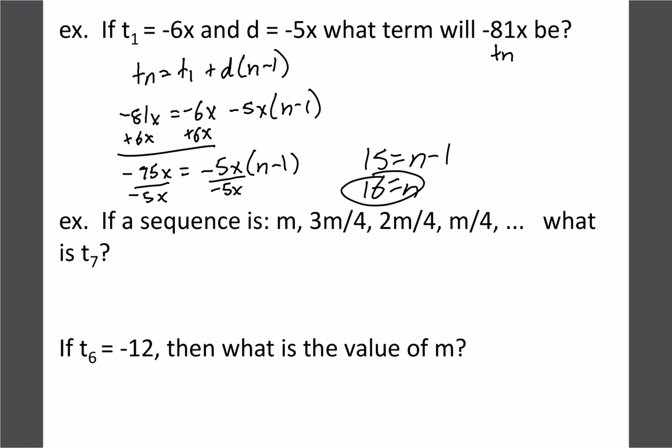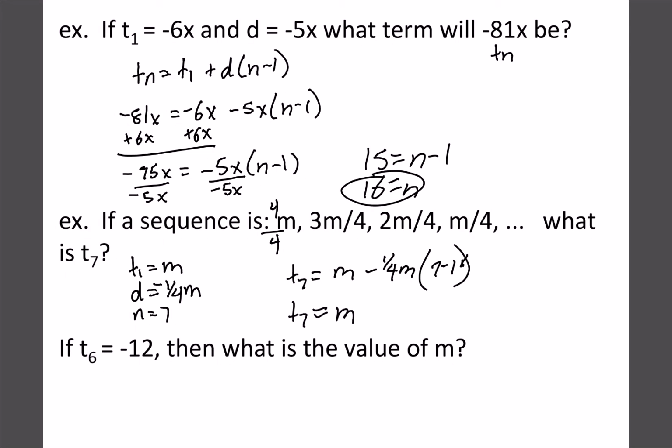Okay, here's another one. We've got a sequence m, 3/4 m, 2/4, 1/4, and so on. So you can see really what we've got is, this would be like 4 over 4, and then 3 over 4, 2 over 4, 1 over 4, and so on. So our term 1, we'll write it as m. Our difference in this case, we're going down by 1/4, just subtracting 1/4 each time. So m minus 1/4 m, minus 1/4 m, and so on. And we're looking for term 7. So our n is 7. So term 7 would be m minus 1/4 m times 7 minus 1, or 6.